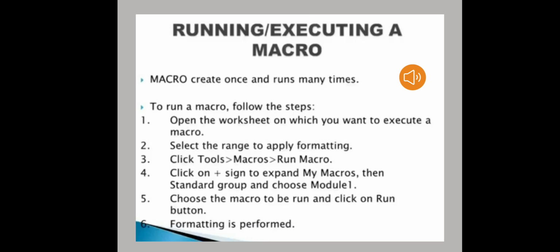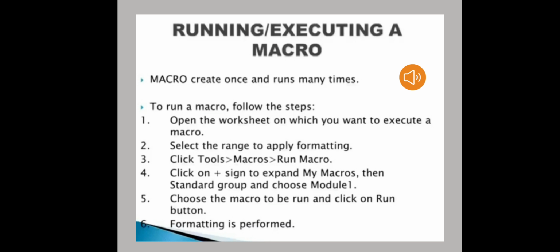To run a macro, follow the steps. Step 1 is open the worksheet on which you want to execute a macro. So we have to first open the worksheet on which we want to execute the macro. Then select the range to apply formatting. Then click on tools, macro, and then run macro.